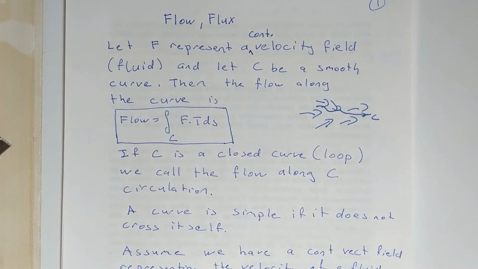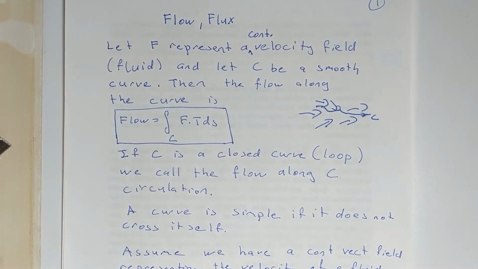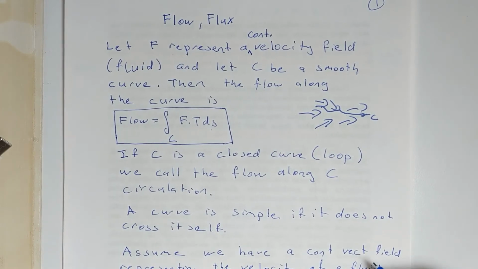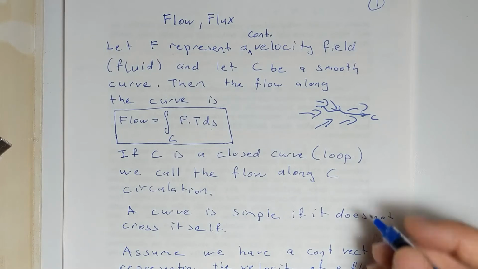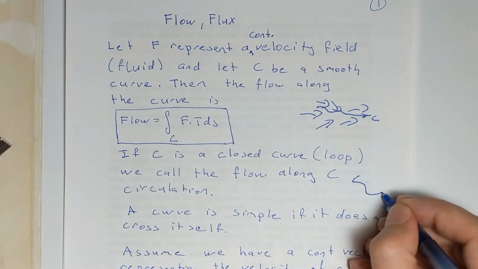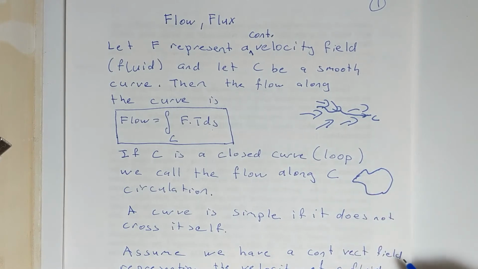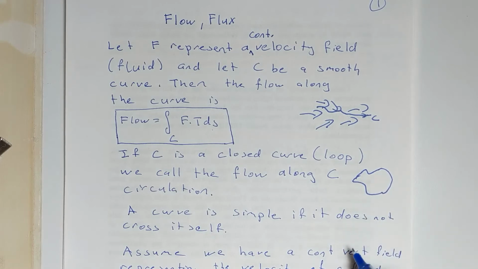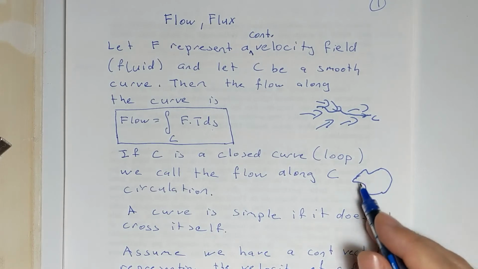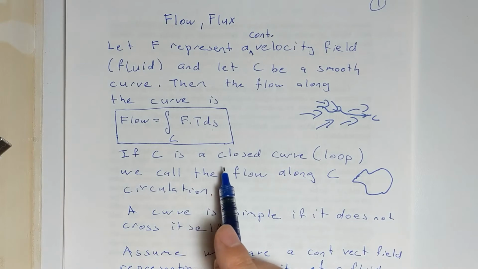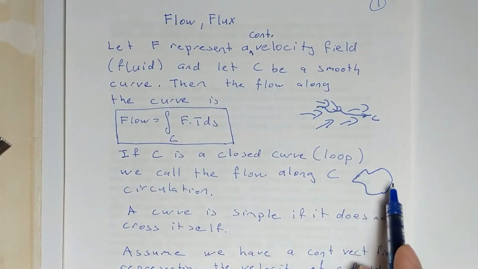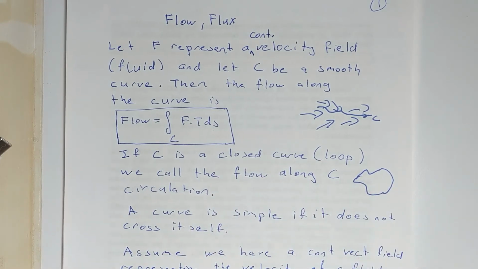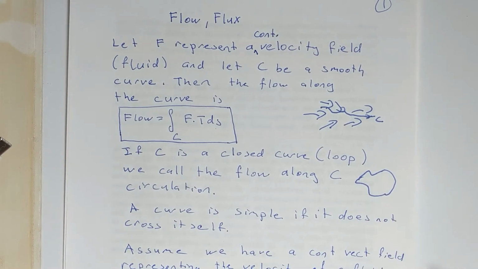Another thing we'd like to do today is to be mostly interested in closed curves. Maybe we have a closed curve like this. We want it to be smooth, with continuous derivatives. When we have a closed curve, we call it a loop. A loop is just a closed curve. It doesn't have to be symmetric or anything like that.